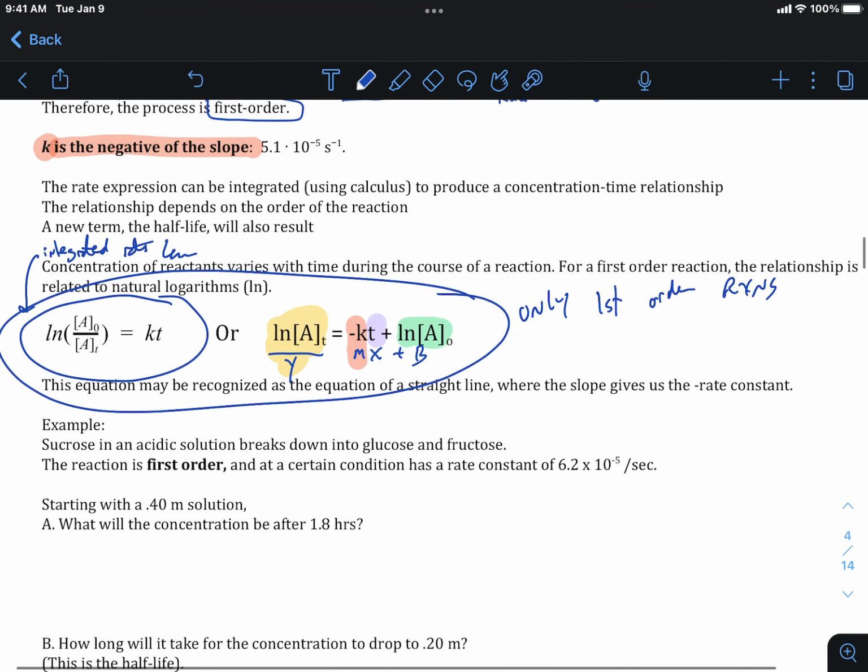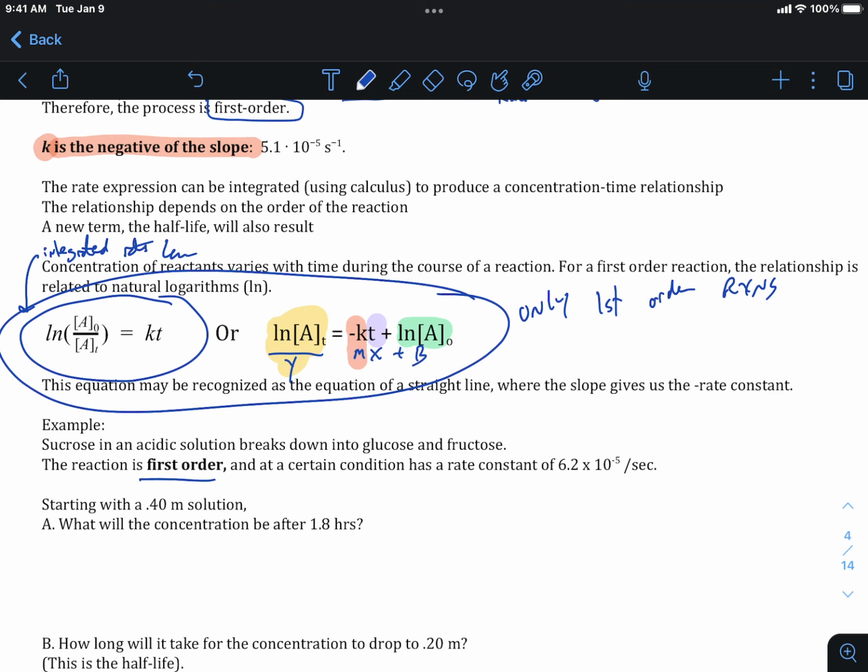So, a little bit of application. Sucrose in acidic solution breaks down into glucose and fructose. Do you guys remember sucrose being a disaccharide? Right? And so disaccharides are digested, broken down to monosaccharides. The monosaccharides, like glucose, is what's actually processed. It undergoes respiration in your cells, right, to produce energy.